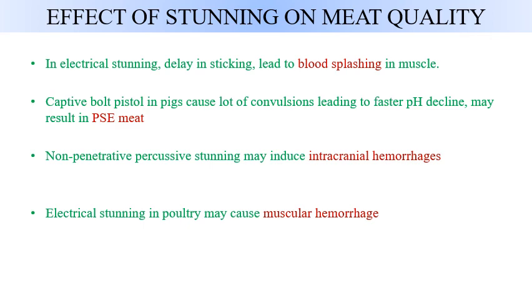In case of non-penetrative percussive stunning, it may induce intracranial hemorrhage because it is giving a huge bolt or jerk on the head or on the brain. So sometimes there can be intracranial hemorrhage. Then electrical stunning in poultry may cause muscular hemorrhage, which I told earlier also.